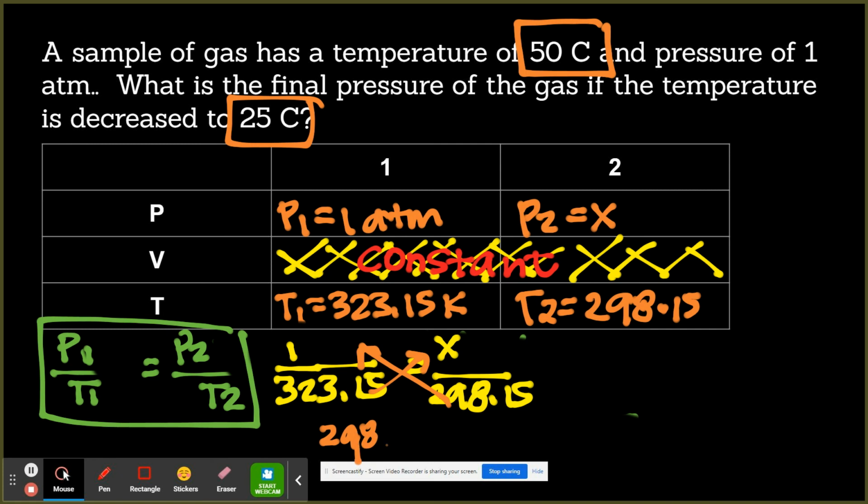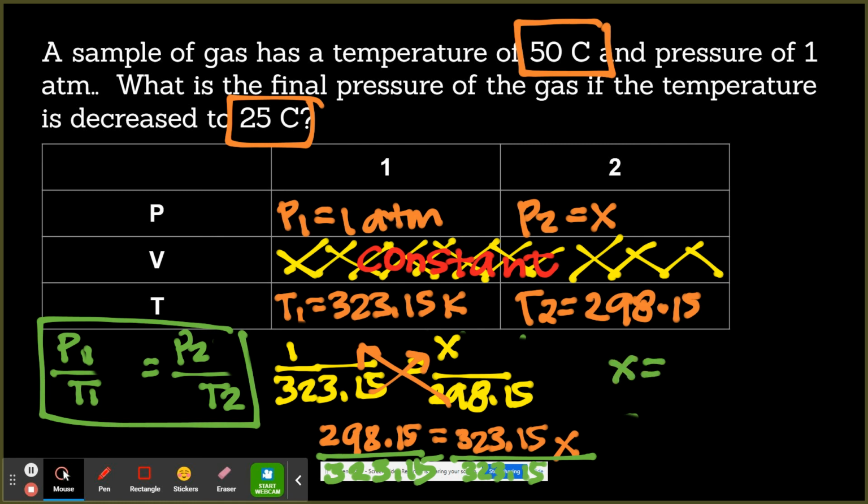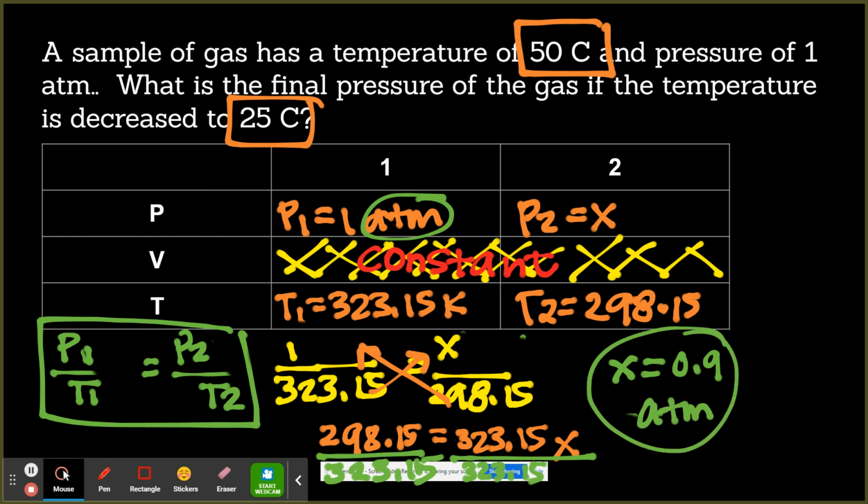Let me clean that up a bit first. 298.15 equals 323.15 x. And how do you solve for x for this one? I just divide both sides by 323.15. And therefore x is equal to 0.9. Let's just round it off there. And again, what's the unit? Just look at the other one that's there. We're looking for P2, therefore I look at P1, and this is atm. So we're going to call this atm. There you go. And again, this one is Gay-Lussac's law.